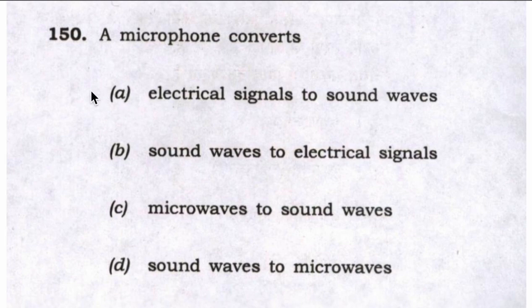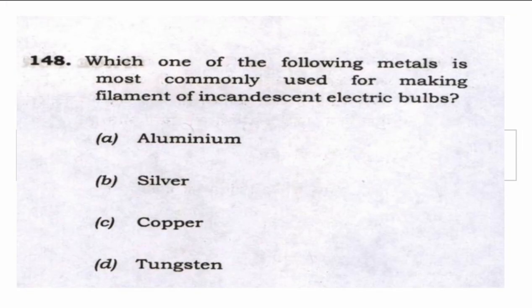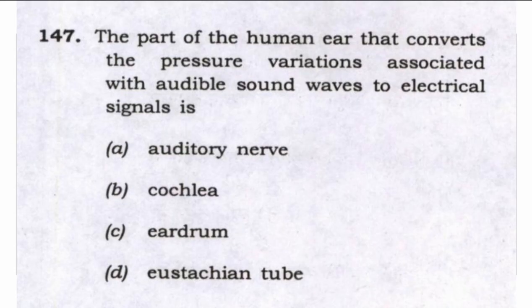Okay. So the second question is, which one of the following metals is most commonly used for making filaments of incandescent electric bulbs? So the common metal used is tungsten. Option D is the correct answer.